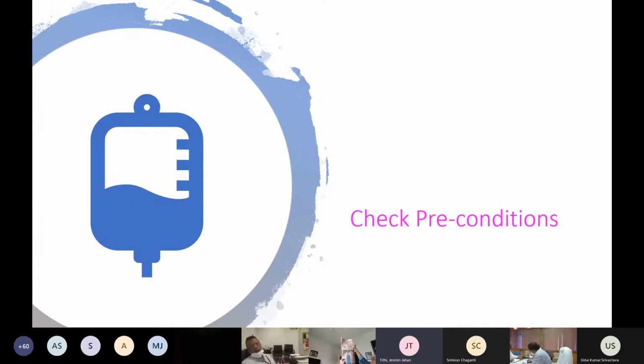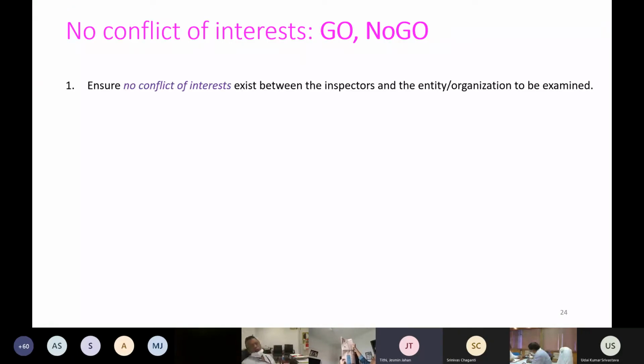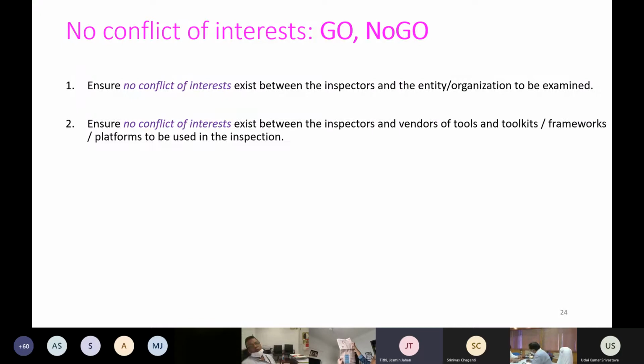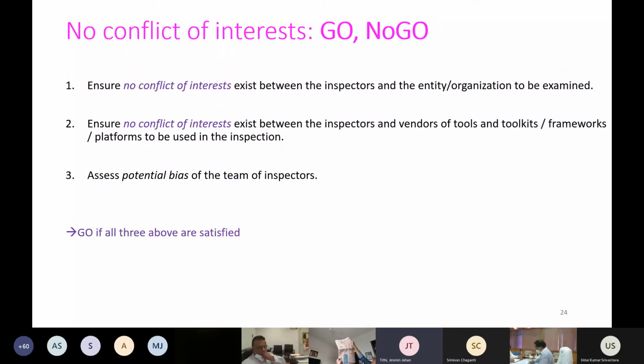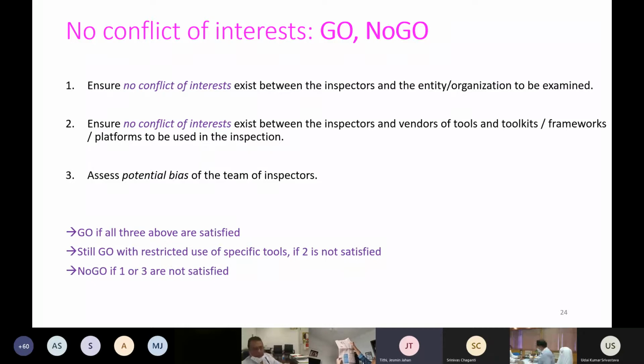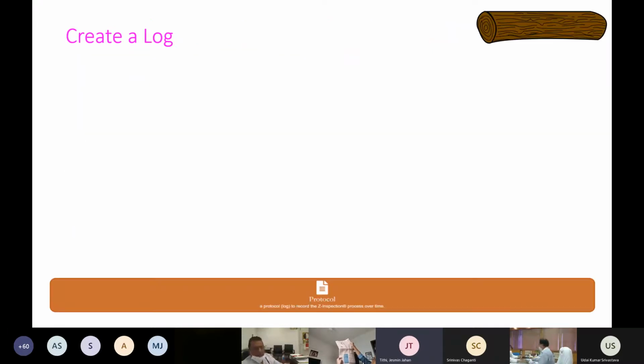We start by checking some preconditions. And the first thing that we do is to make sure that no conflict of interest exists between the team of inspectors and the entity or organization being examined. We need to make sure that there is no conflict of interest between the inspectors and the vendor of the tools or toolkits that are used for the inspection. And we also need to make sure that there is no bias among the team of inspectors. And it's a go if all 3 are satisfied. It's still a go with restricted use of tools if number 2 is not satisfied. And it's a no-go if either number 1 or 3 is not satisfied.